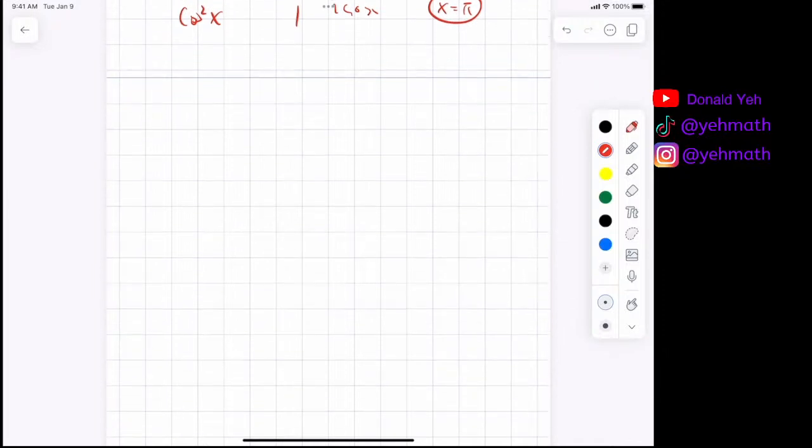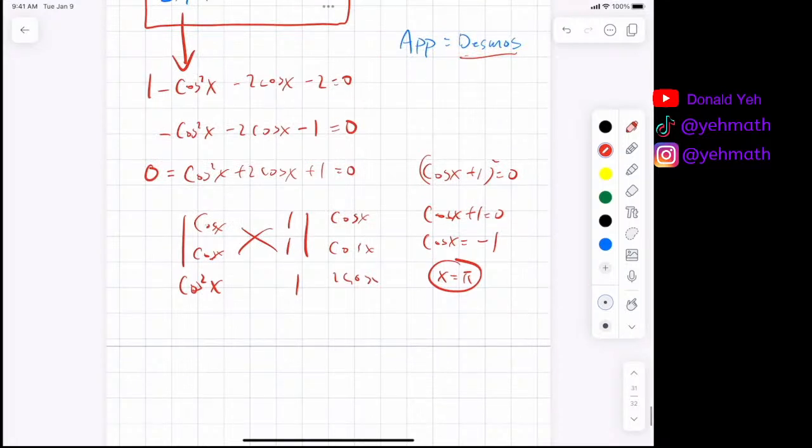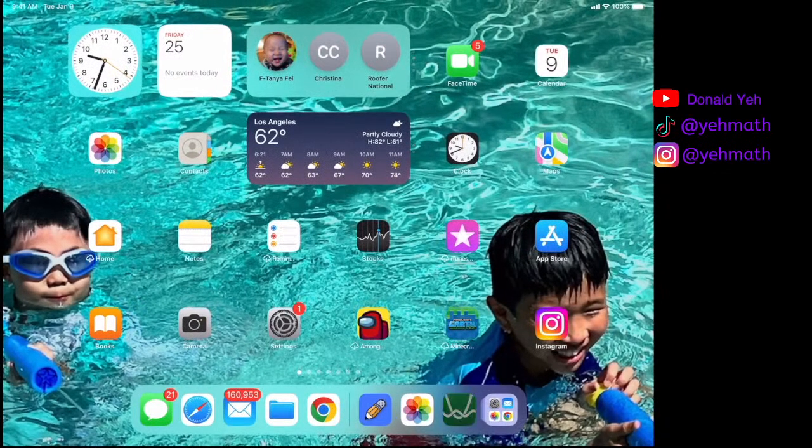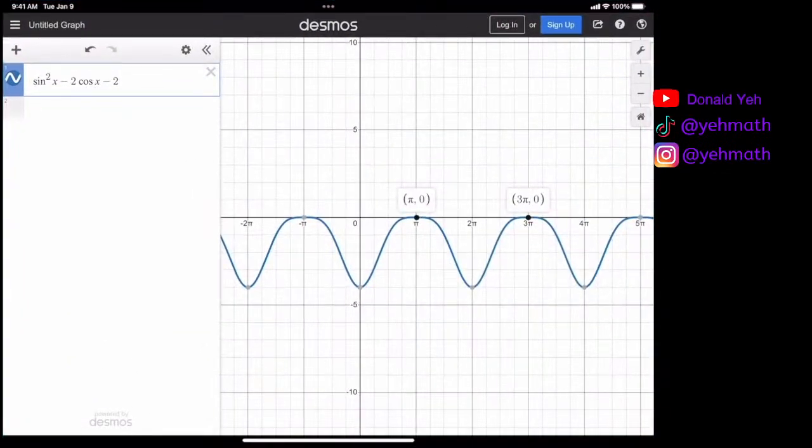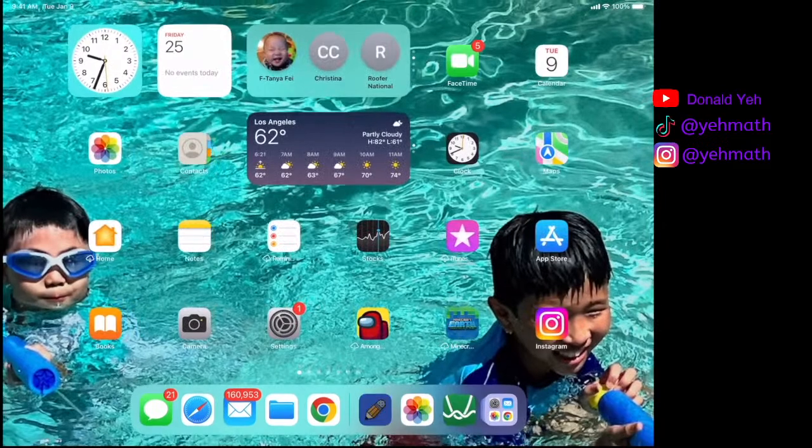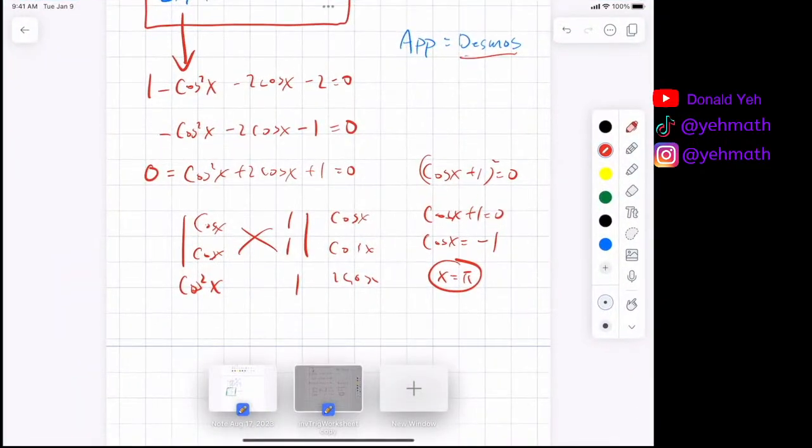Next question. These are great questions, and this is how you check your answers. Digimario, look. I told him to just graph the equation. You look for the x-intercept. That's a way to check your answers. Okay, next question.